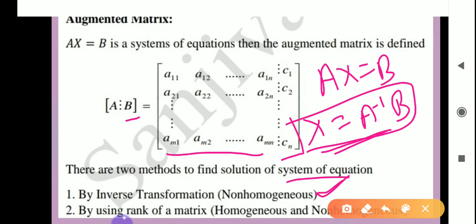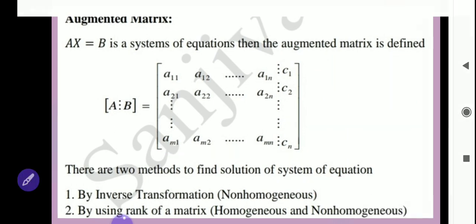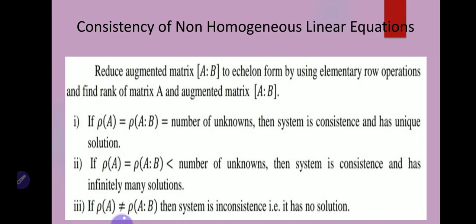By using inverse transformation, this method you have already used in 12th. Here we have to use the second method, that is by using rank of matrix we have to find the solution of a system of linear equations. Now how to decide the nature of the solution? That is called the consistency of non-homogeneous linear equations. Means first we will start here with the non-homogeneous system of linear equations and then we will see homogeneous. So what is consistency? Consistency means when a solution exists.